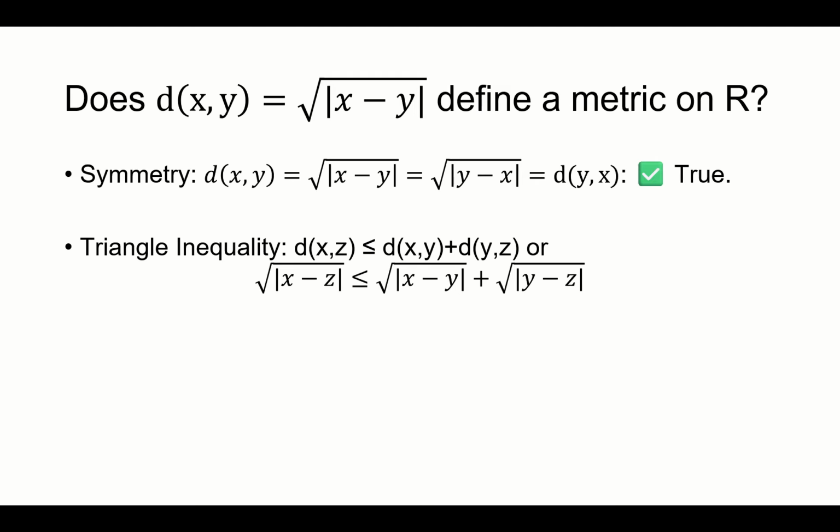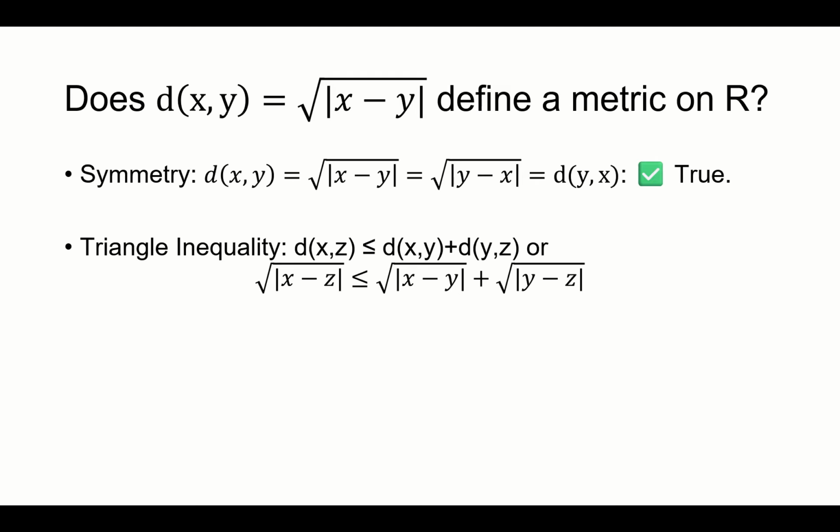Last, we want to look at the triangle inequality. So we want to show that the distance between x and z is less than or equal to the distance between x and y plus the distance between y and z. And below I have it written in terms of the square root of the absolute values.